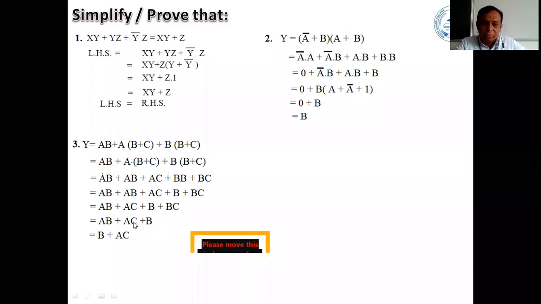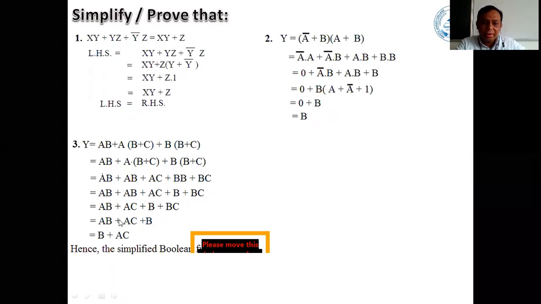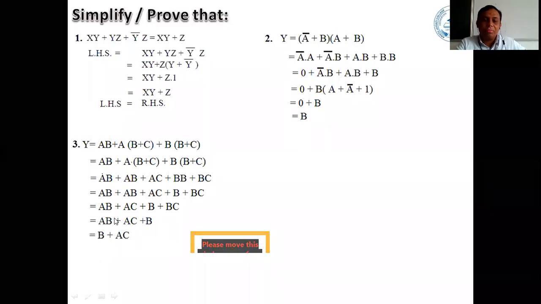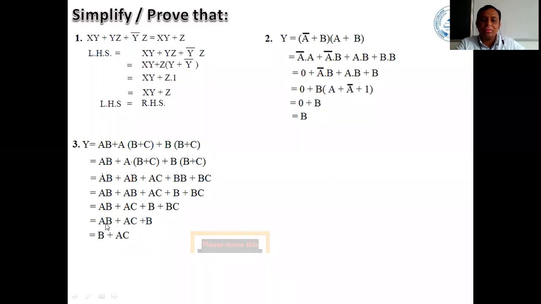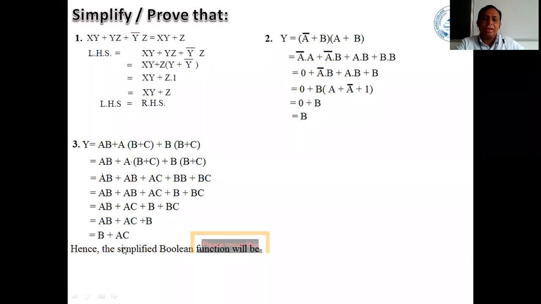Now again, I take these two terms, AB plus B, and from that I take B common. So I end up with 1 plus A, which is equal to 1. So AB plus B, I'll write as B, and AC I will write as it is. Now this is the simplified expression.